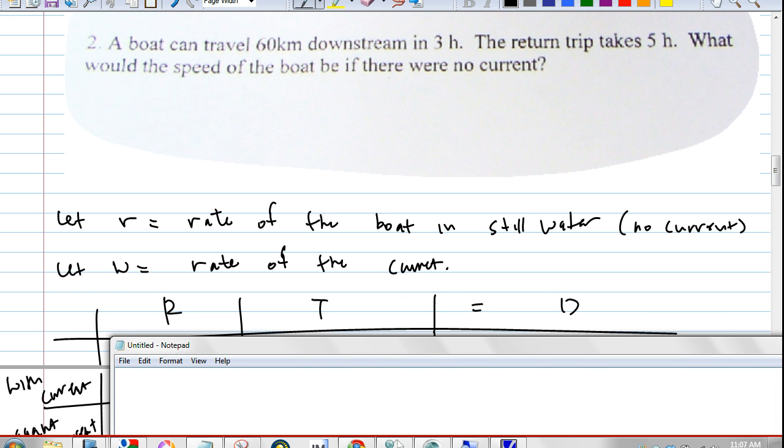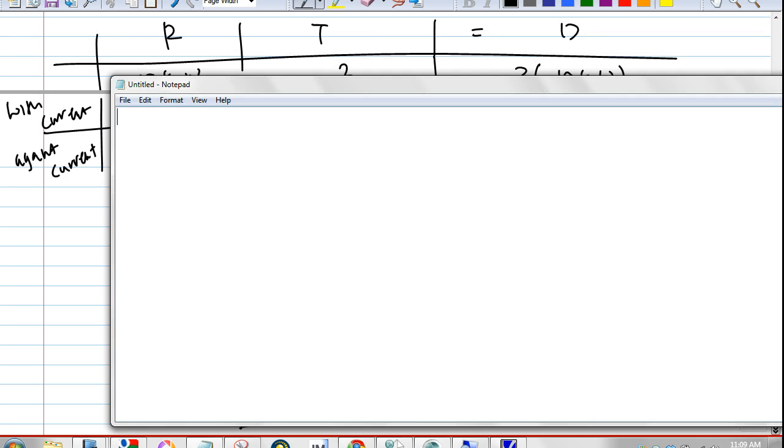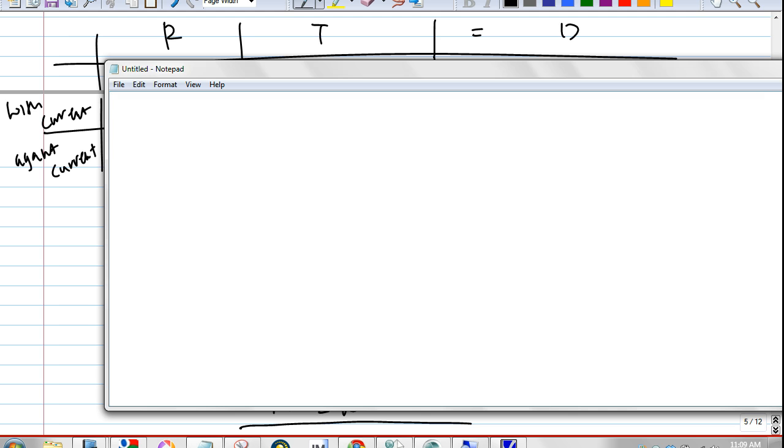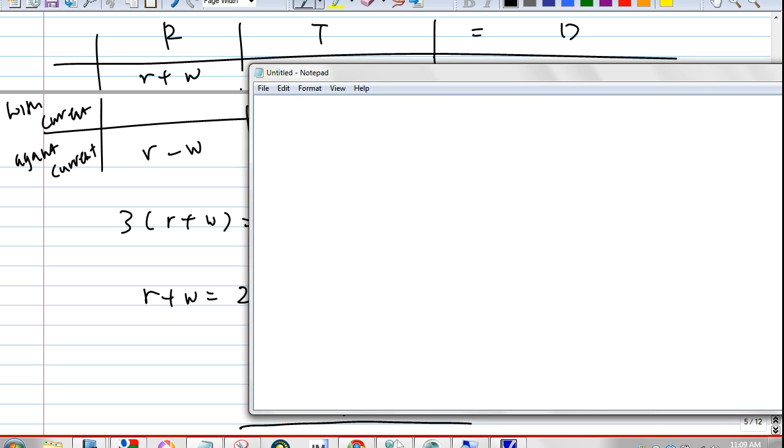There are two scenarios, where you're going with the current and against the current. See if you can fill out the chart. It is a very good idea to use a chart when you have rate, time, and distance. What will be the rate with the current? The same way as before, isn't it, Tina? No, it will not be W, because W is the rate of the current, right? So what will be the rate of the boat with the current? R plus W. What about against the current? Do you see how it's kind of the same thing every time we do this?